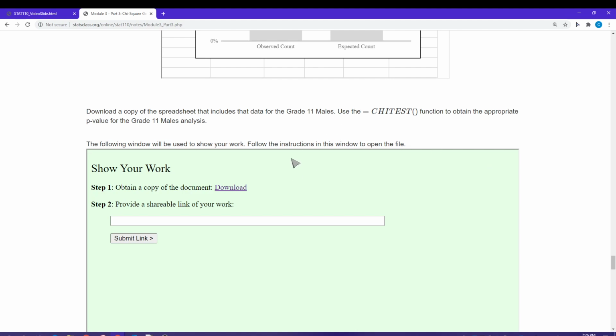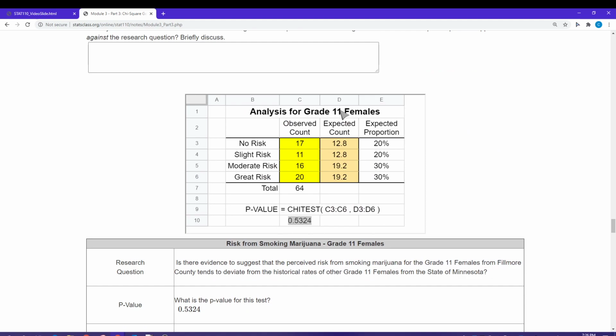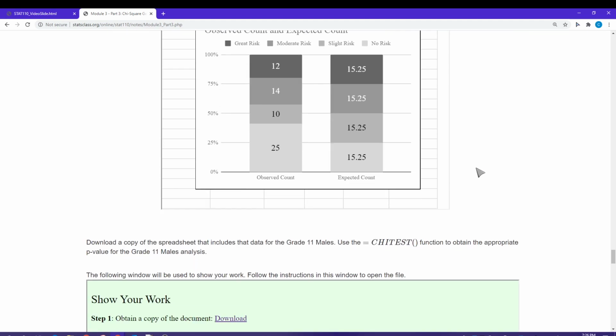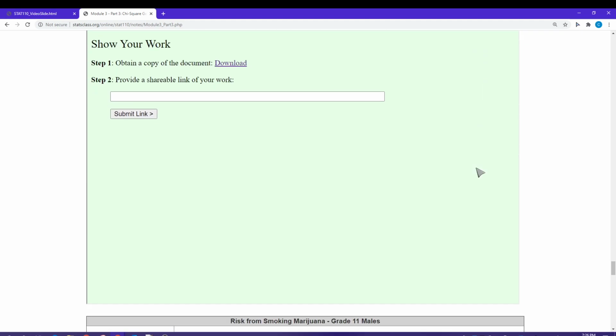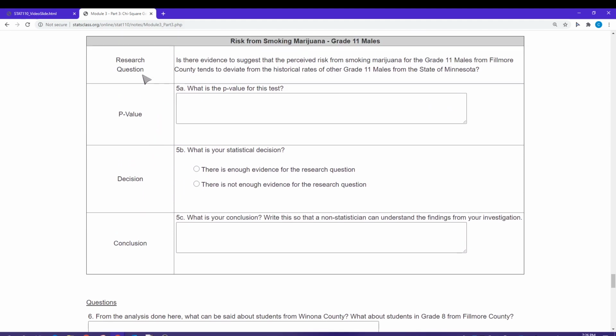So here, go ahead and show me the analysis for the chi test for the males. You should be able to download the spreadsheet here and do what I did above for the females. So I want you to just conduct the test as I've done here for the females. Once you've done that, you should be able to complete the test here. I've got questions here about what the p-value is, do you have enough evidence, and then write your conclusion.